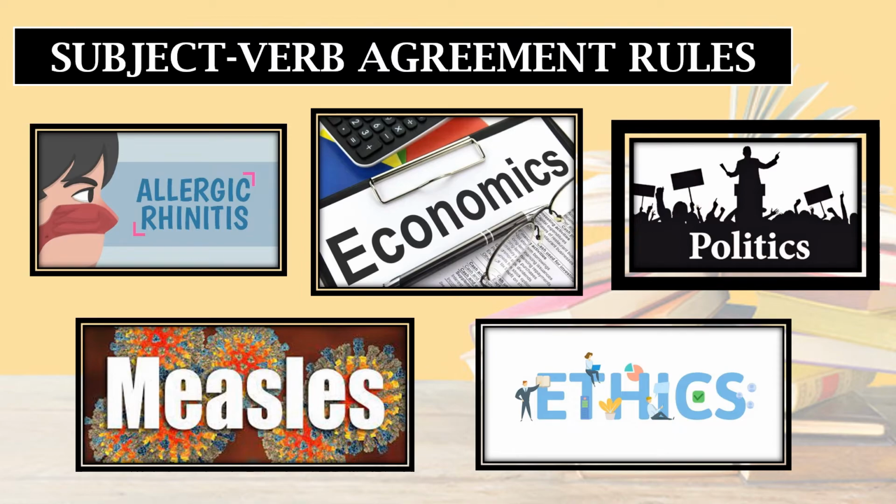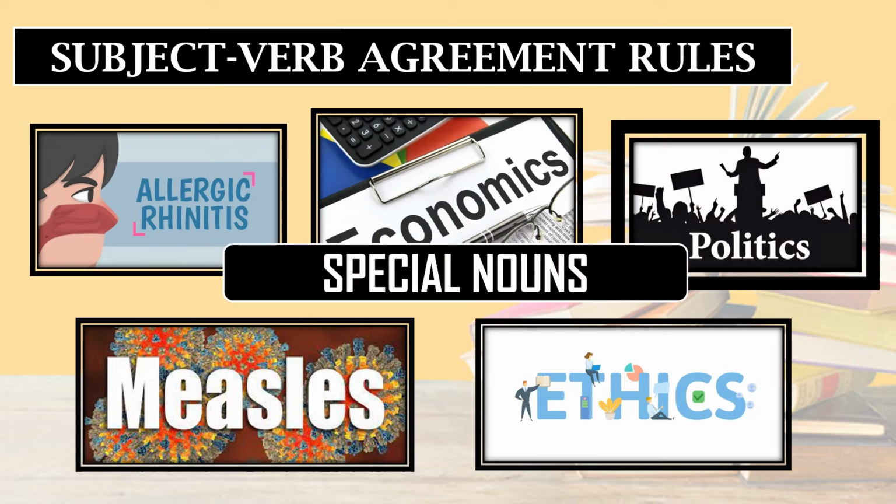Singular. Economics, singular or plural? Still, it is singular. Politics, singular or plural? Singular. Measles, singular. Ethics, singular. Though these nouns end in S, they are treated as singular. So some nouns, called special nouns, are thought to be plural because they end in S, but they are in fact singular. Examples are measles, genetics, economics.